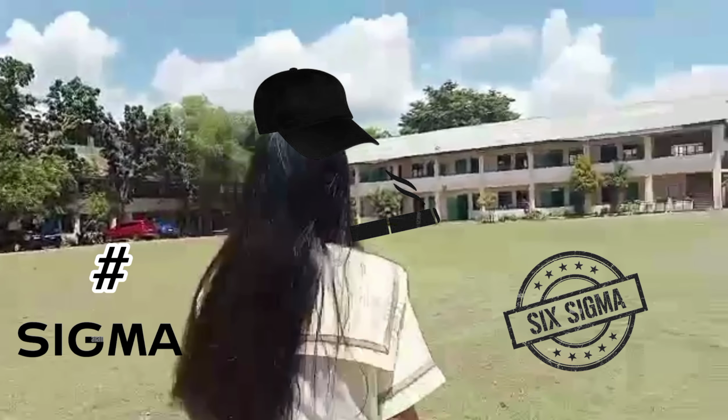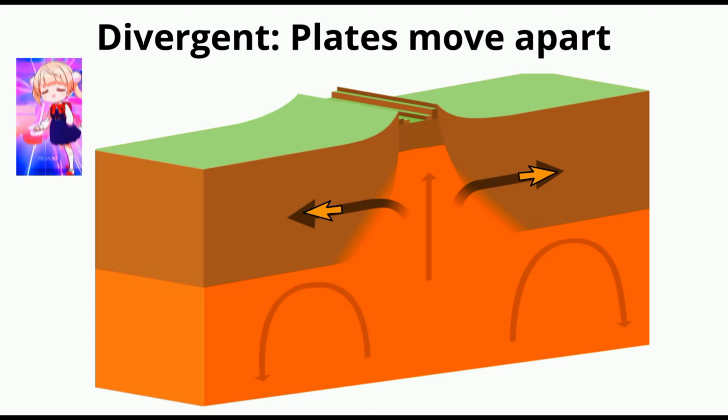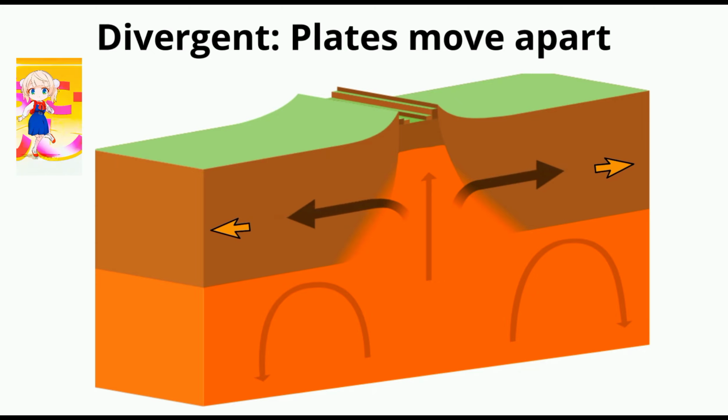It's the one and only Digo Double G. But what does divergent plate boundaries really mean scientifically? Divergent boundaries. This is when two plates move away from each other.